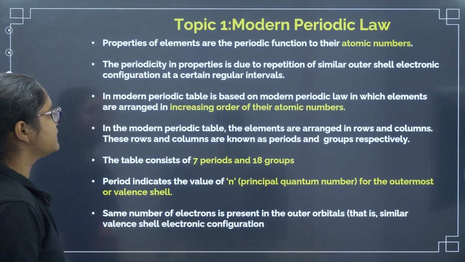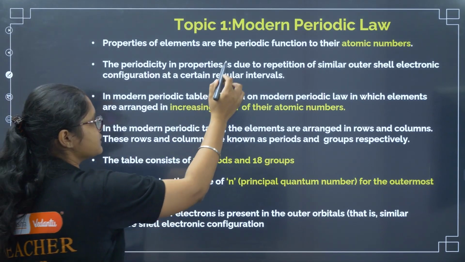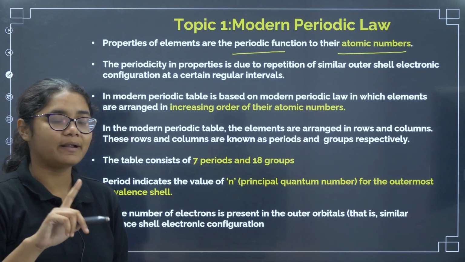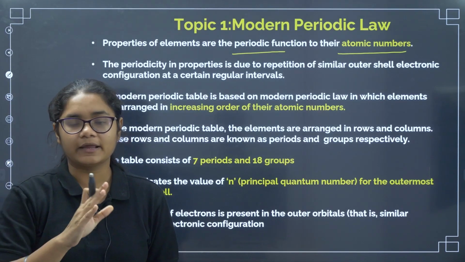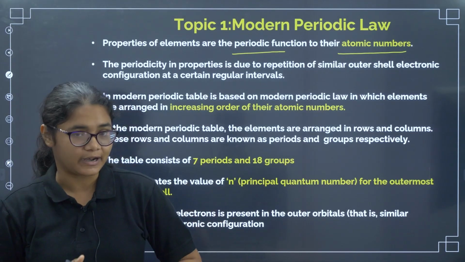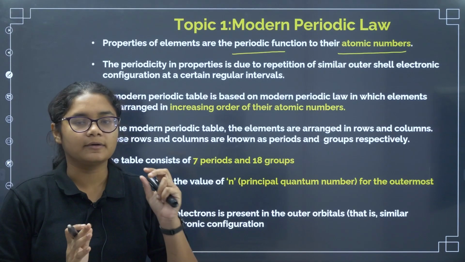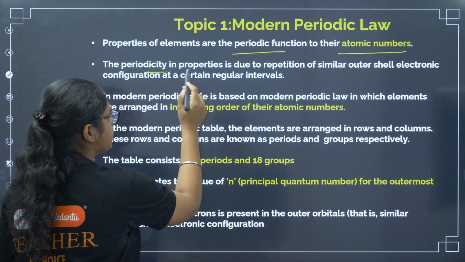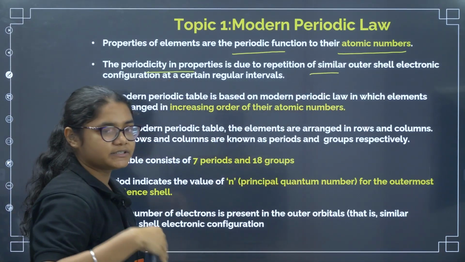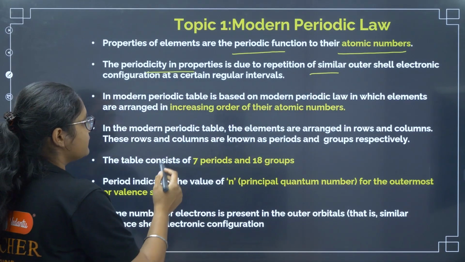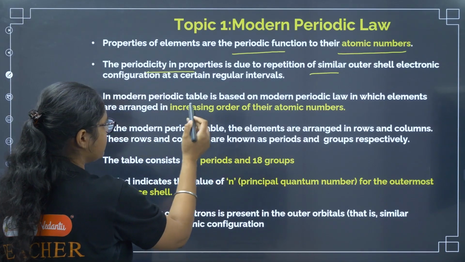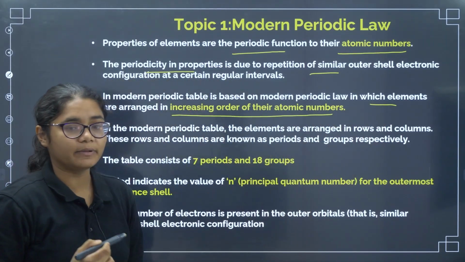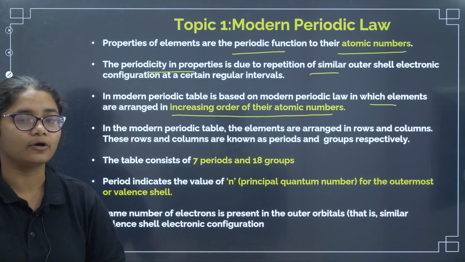So first one is, according to the modern periodic law, the properties of an element depend on the atomic number. It is not on the atomic mass. According to Mendeleev's law, the properties depended on atomic mass, but according to the modern law, the properties depend on the atomic number. Next is why there is periodicity: because a similar configuration is repeated over time. In the modern periodic table, the elements are arranged in the increasing order of their atomic numbers and not in the increasing order of their atomic masses.